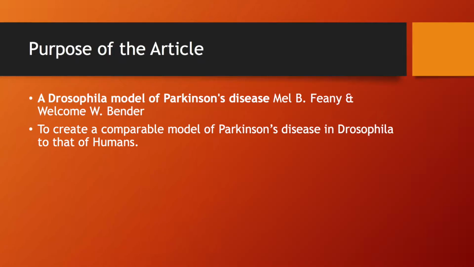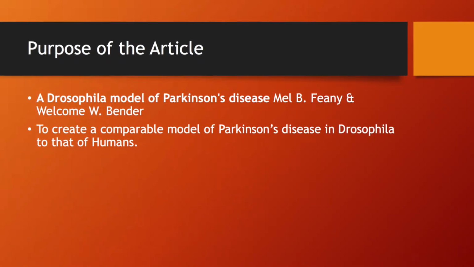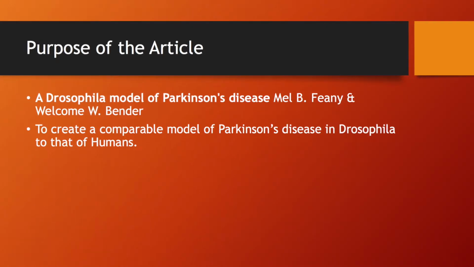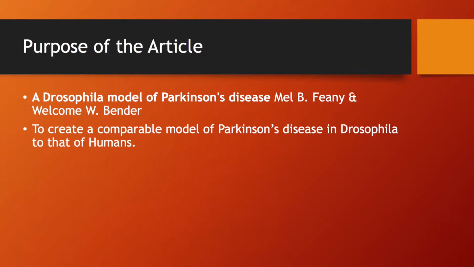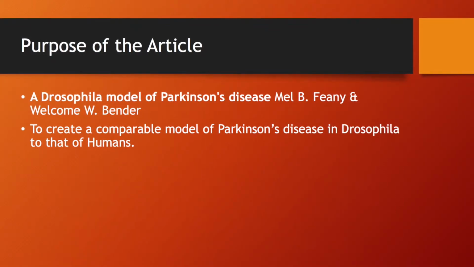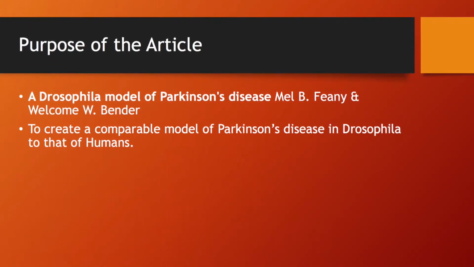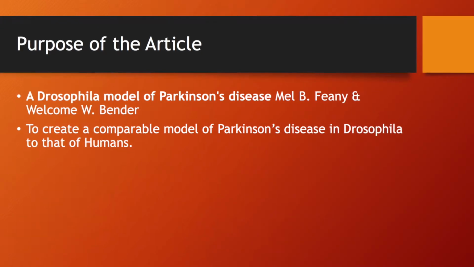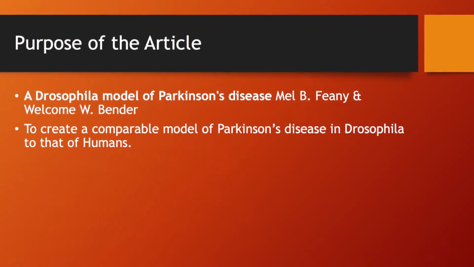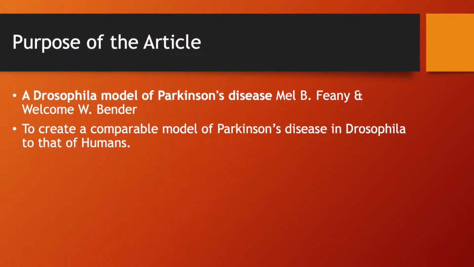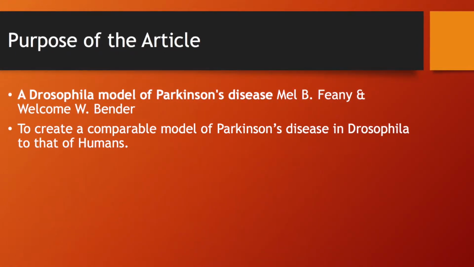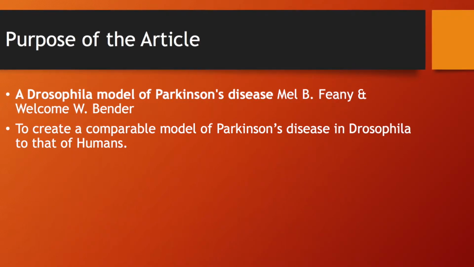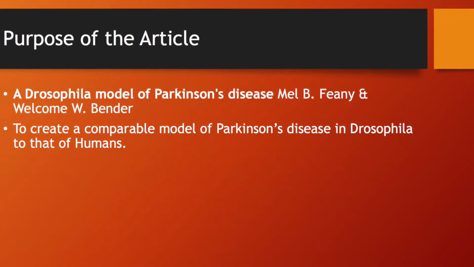Parkinson's disease is a neurodegenerative syndrome that affects dopaminergic neurons, leading to radical movements and tremors. The purpose of this paper, A Drosophila Model of Parkinson's Disease by Mel B. Feany and Welcome W. Bender, is to test the alpha-synuclein gene in Drosophila as a comparable model to humans. Specifically tracking changes in dopaminergic neurons, filamentous intraneuronal inclusions containing alpha-synuclein, and locomotor dysfunction.